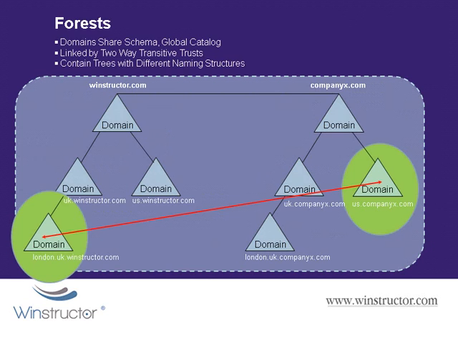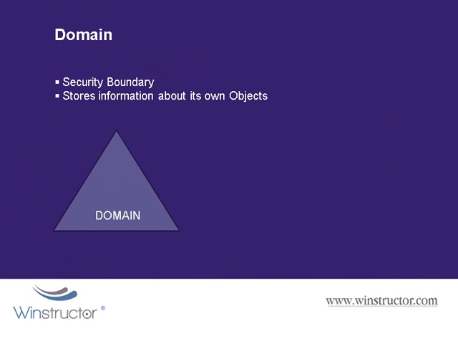So for argument's sake, people in the london.uk.winstructor.com domain, given the appropriate permissions, will be able to access resources in the us.companyx.com domain. So now that we understand what the forest boundaries are and how forests and domain trees are structured, let's look at a smaller subset of things that we're likely to find inside our forest.